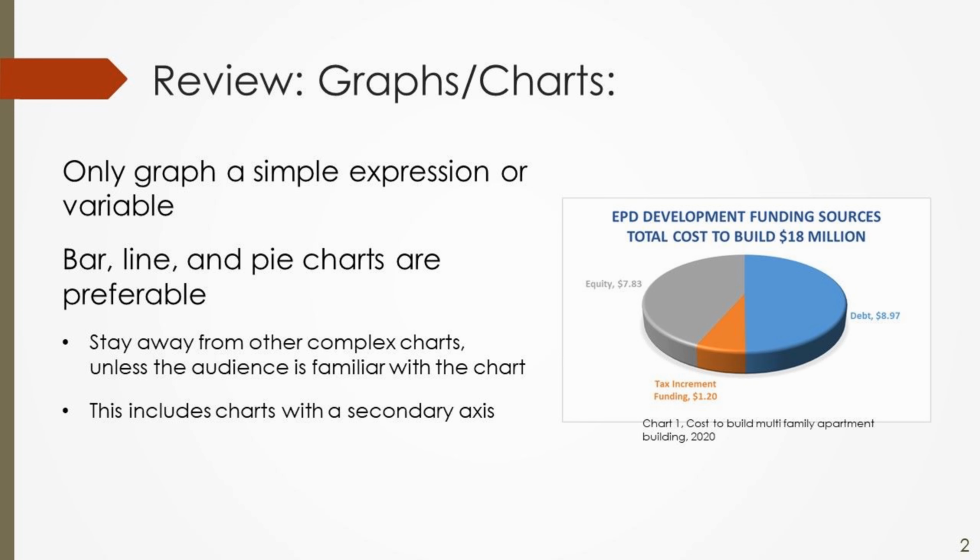And what I've done to the right here is I've taken that summary table and created a pie chart on sources of funding to build the apartment building of 18 million. And that's how you can get a visualization of where most of the sources of money will be coming from for this apartment building.